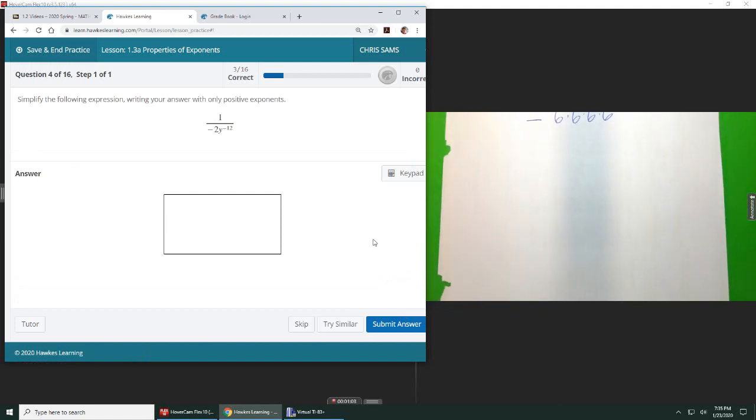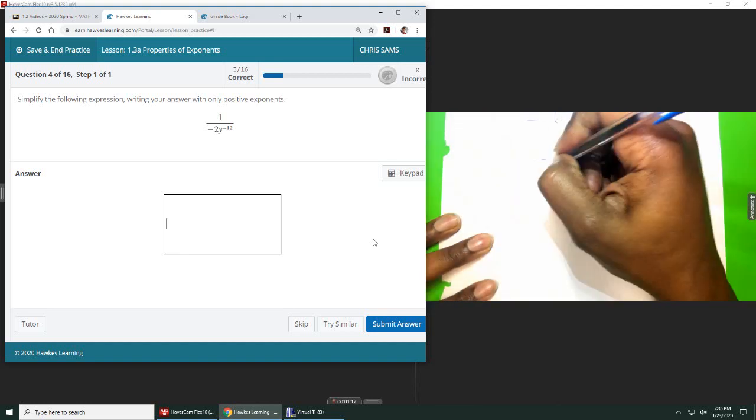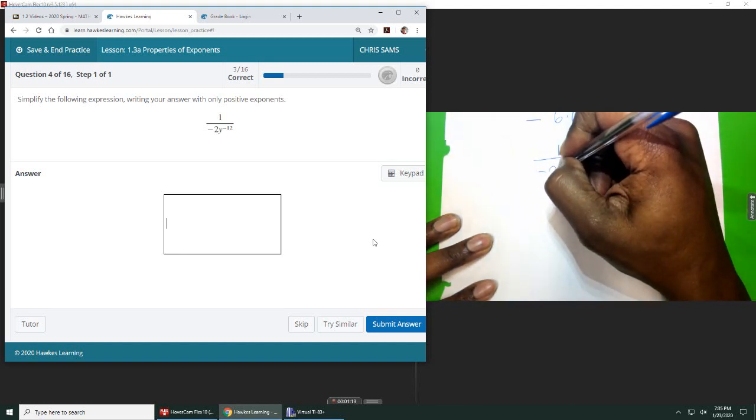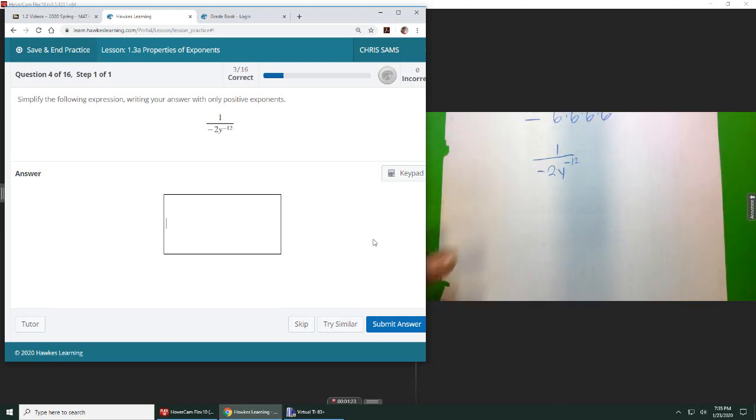Okay, this next example, we want to simplify the expression writing only positive exponents. So I have 1 over negative 2y raised to the negative 12. Where's my negative exponent? It's on the y only.